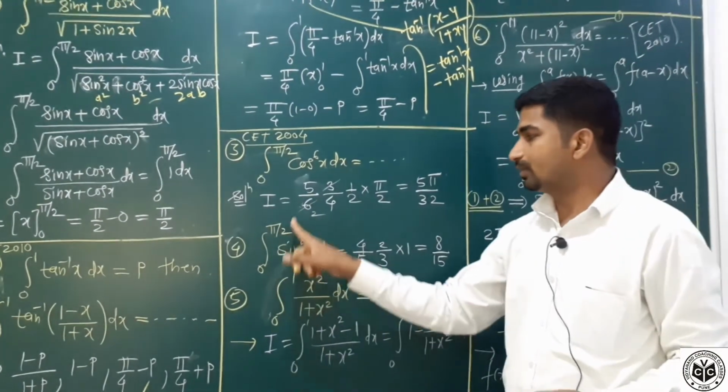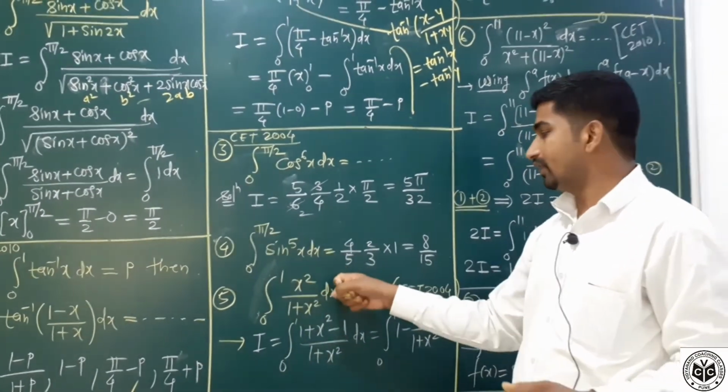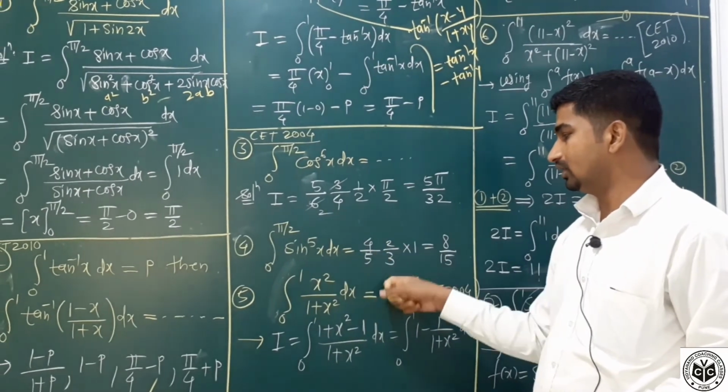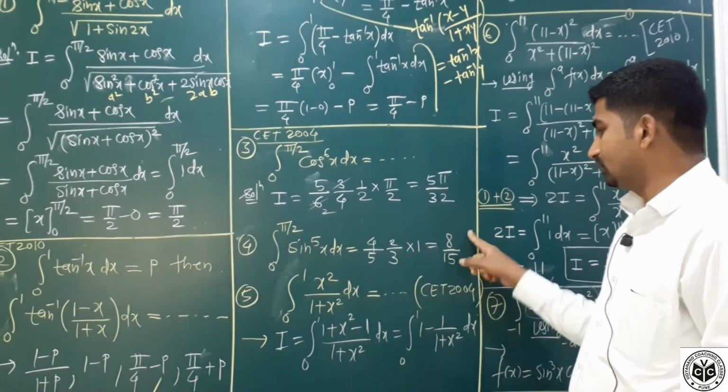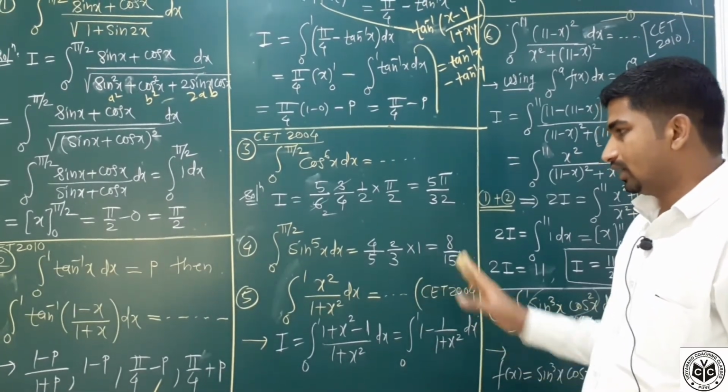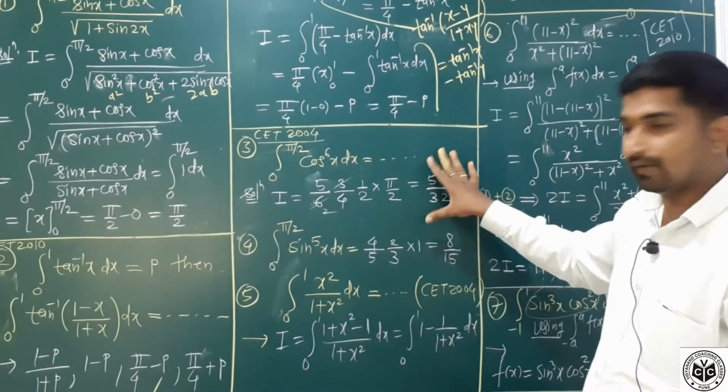Similarly, suppose 0 to pi by 2, sine raised to 5 is there. Start with 5, decrease by 1. 5, 4, 3, 2, 1. Odd number, multiply by 1, it comes to 8 by 15. Okay, this is by using reduction formula.